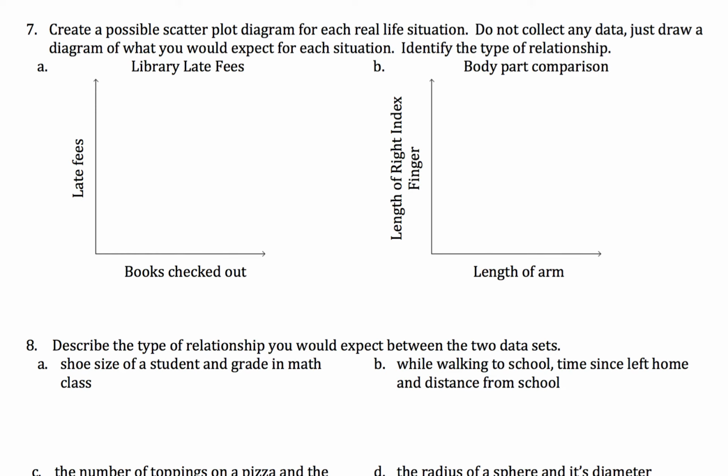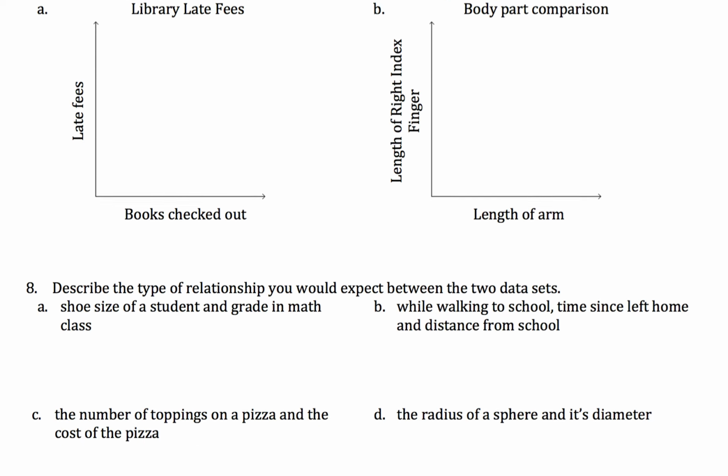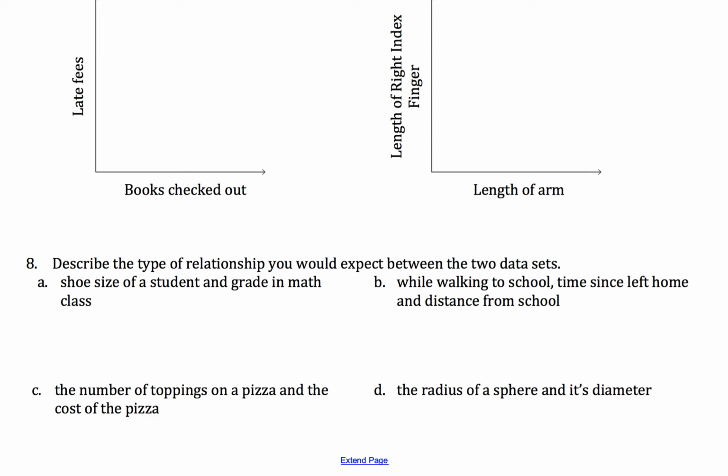And number 8 here, describe what relationship you would expect between the two data sets. And it's got just a situation. On this, there's no picture. It's just using your brain and your experience to decide whether this would have a positive relationship, negative relationship, or you don't expect there to be a relationship. Like right here on part C, the number of toppings on a pizza and the cost of the pizza. In your experience, if a pizza has more toppings, does it tend to cost more, tend to cost less, or tend to not make a difference? So that's kind of what you're looking at there.